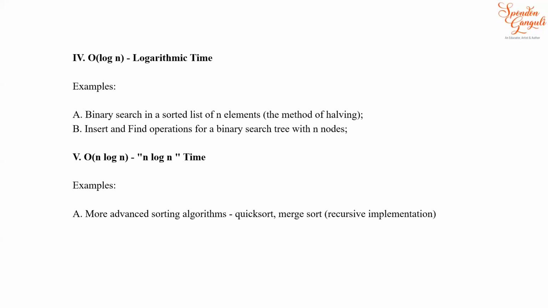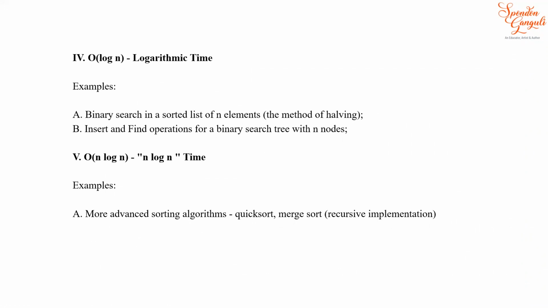Logarithmic time complexity. Here, the algorithm proceeds like this: for n elements, in the next process it will be n by 2, then n by 4, n by 8, and so on. An example is binary search, where the search element is compared with the mid element and then the array is divided into two halves and proceeds further. Or the insert and find operation of a binary search tree with n nodes.